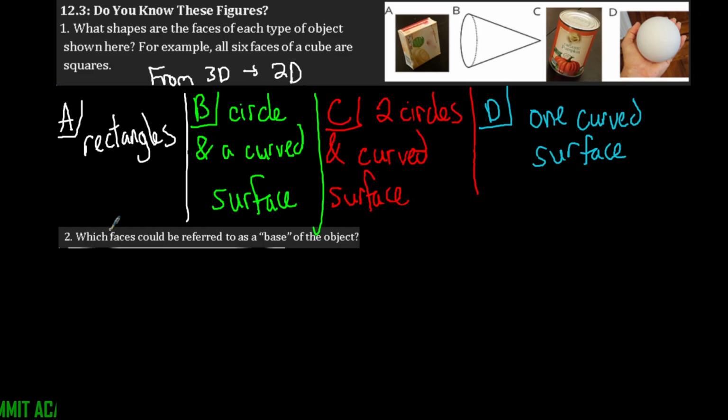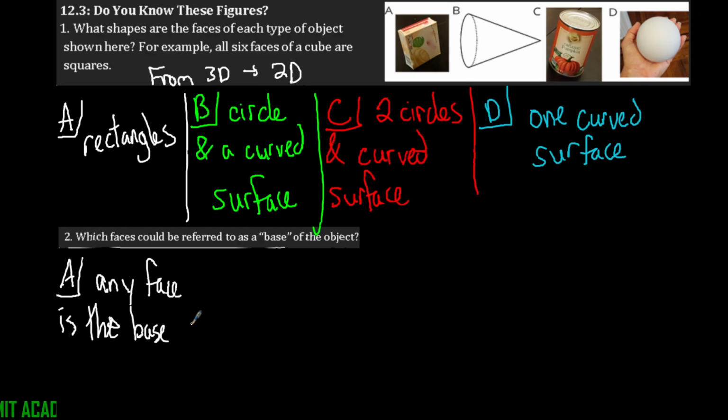And then this second part, it says which face could be referred to as a base of the object. So for the rectangles, it's going to be any face. So for that part A, any face is the base. Then for the next part, for our cone, we're going to say that the circular face is the base.